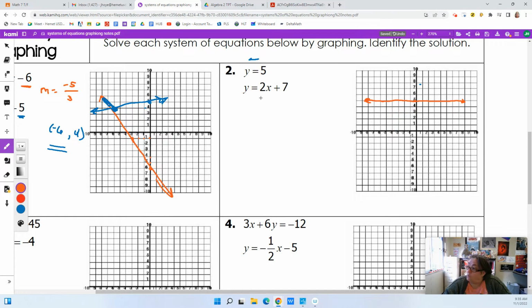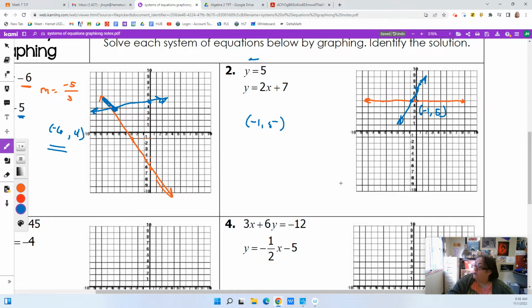The other part, though, is y equals 2x plus 7, which means that I'm going to have a point at 7 on the y-axis, and my slope is going to be 2. So I would go down to -1, or I could go up to +1, but I knew where my points were going to cross. And right here at -1, 5, I have a solution. So that's all we're looking for, is that point of intersection.